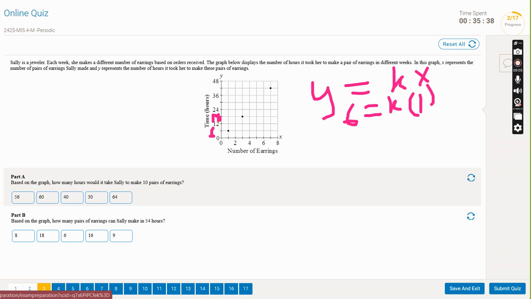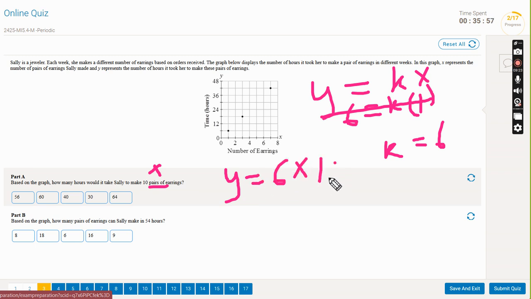So multiplication of 6. Now let's do this. Now we know that our k is 6, right? Now here, what have they given to you? We know our equation is this. So y is equal to, the pair of earrings is x, right? They're asking what is y. So y is equal to 6 times 10, which is 60.